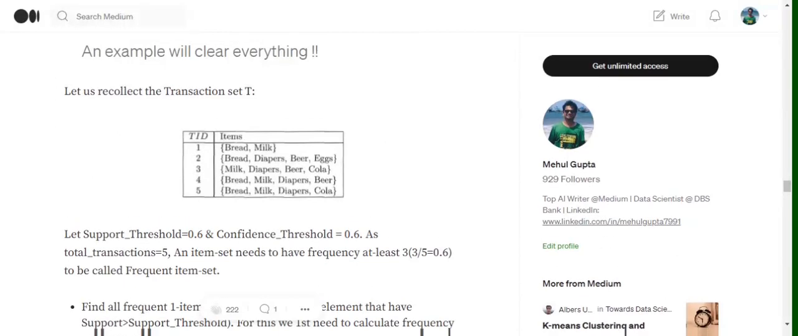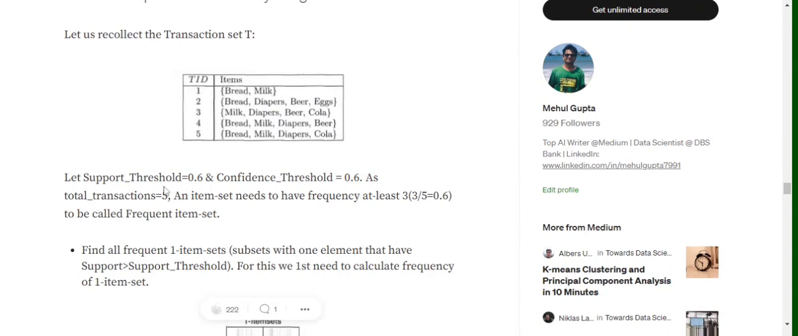So let's understand everything with an example. Assume that we have been given these five transactions. We have set the support threshold to 0.6 and the confidence threshold to 0.6. Now, as the total number of transactions is 5, and we are using the Apriori algorithm just for generating frequent item sets, any item set which has a frequency of 3 would be considered a frequent item set, because 3 upon 5 equals 0.6. Hence, the support for that particular rule would be greater than or equal to the support threshold.